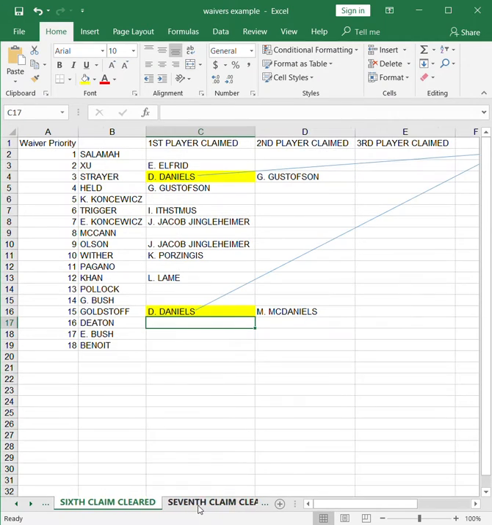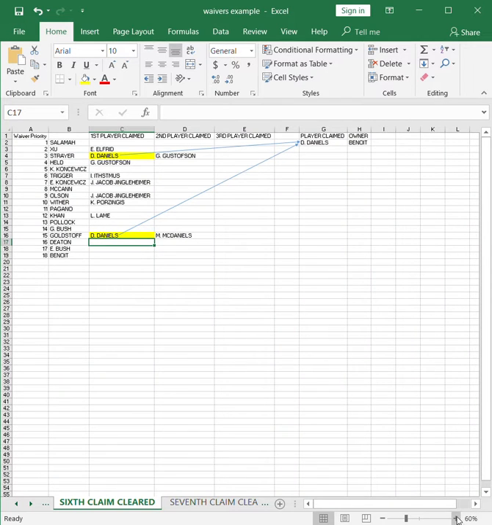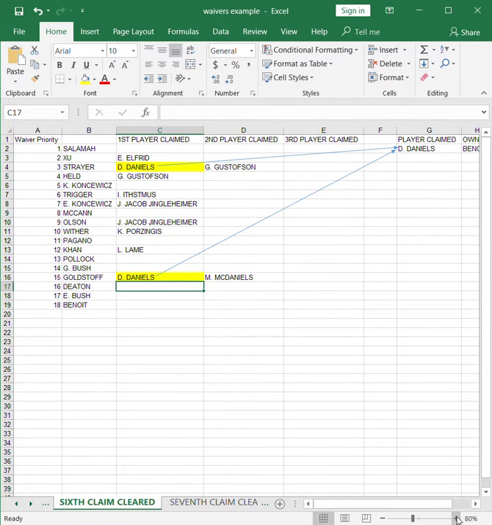The sixth claim is Ethan Strayer, Luke Benoit claiming Daniels. Alright, Daniels was in priority for both Strayer and TJ, so he will slide out there. Their second player will slide into that first spot. So McDaniels will slide into TJ's first spot. Gustafsson will slide into Strayer's first spot. This doesn't affect anyone else, other than the fact that Luke Benoit goes from that second spot down to the 18th spot, and everybody else slides up one.